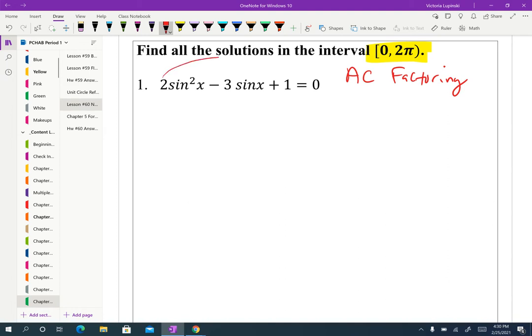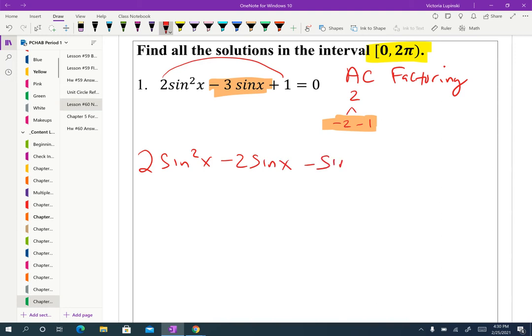But let's say you are going to do the AC method, just like whether you have sines or just x's, you're going to multiply 2 times 1. That's going to give you positive 2. You would then have to find 2 factors of positive 2 that add up to be negative 3. And that's going to be negative 2 and negative 1. You're going to go ahead and use those values to split up this middle term. And just make sure when you do so that you do it in terms of sines. So this is ultimately going to be 2 sine squared x minus 2 sine x minus 1 sine x plus 1 equals 0. Hopefully you remember that grouping is the next step.